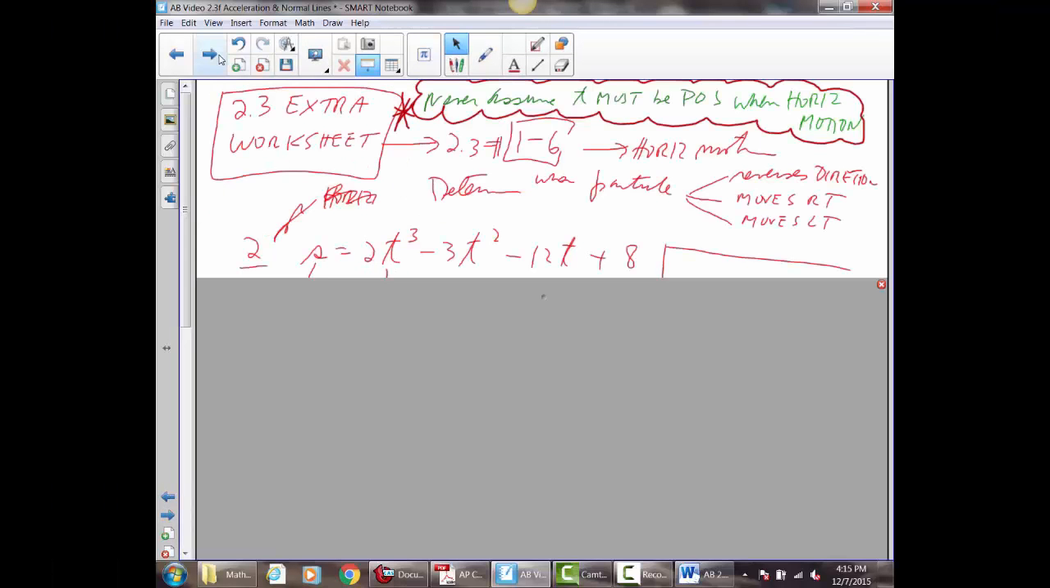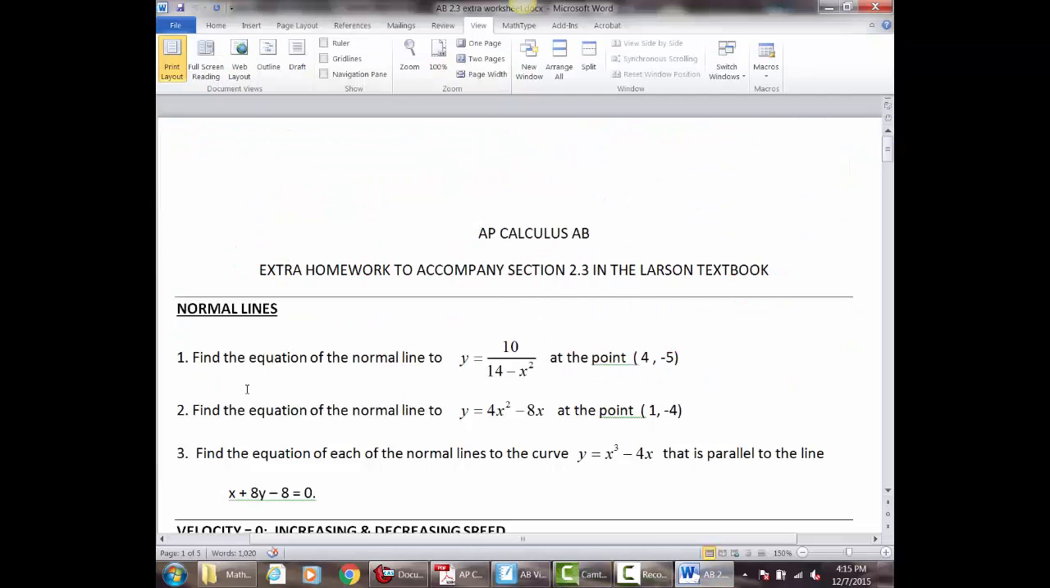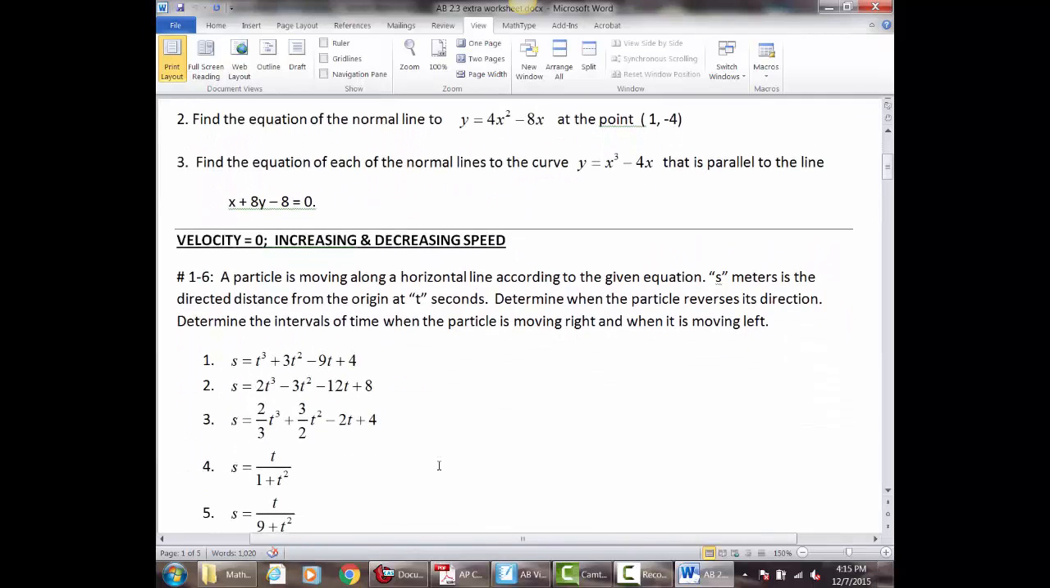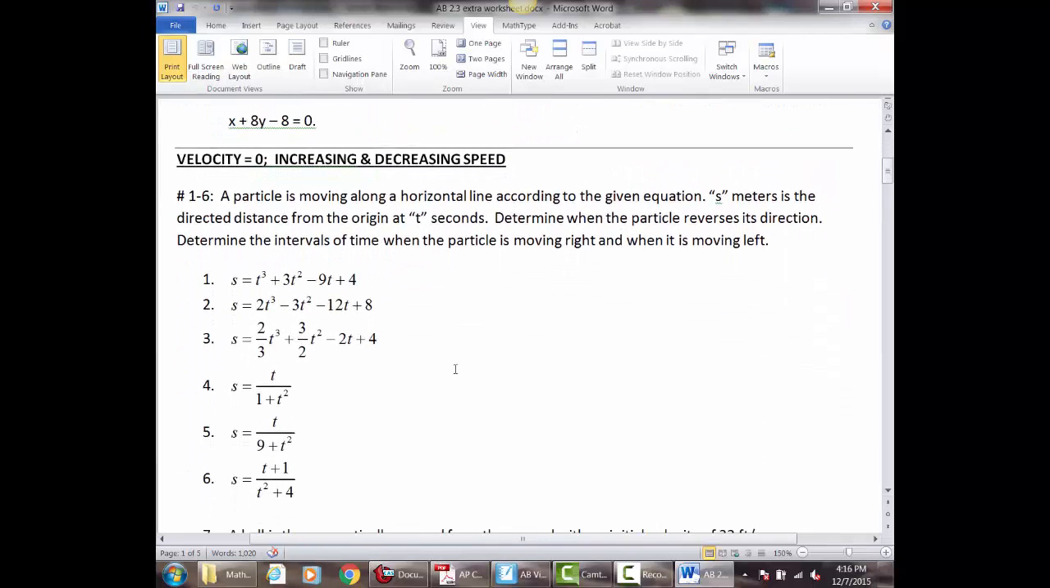Tangent line. That's all there is on there. This is just: find the equation of the normal line, find the equation of each of the normal lines. Okay, so let's look at numbers 1 through 6, which now are the motion problems on this worksheet.